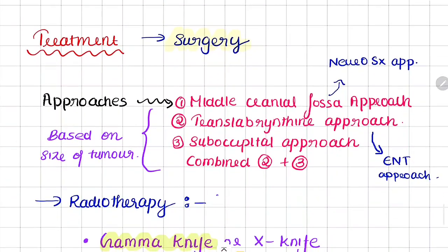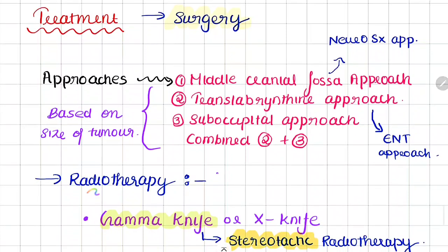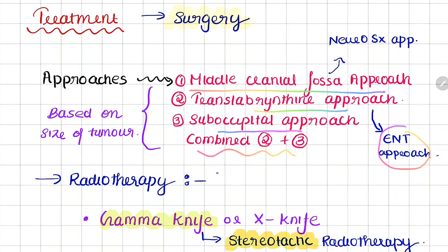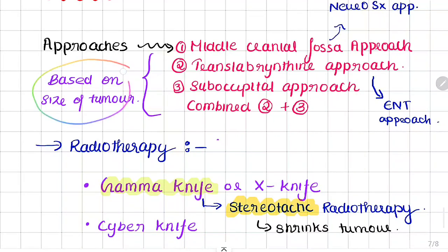Coming to the treatment, we can do surgery, and we can also do radiotherapy. So the surgery can be a neurosurgery approach or an ENT approach. Neurosurgery approach means middle cranial fossa approach. ENT approach means translabyrinthine approach or suboccipital approach, or the combined translabyrinthine and suboccipital approach. So these approaches are based on the size of the tumor.